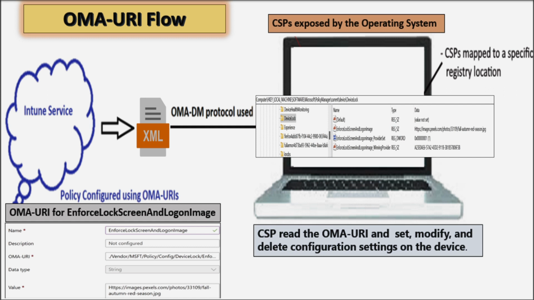Now the client side, which in this case is the Windows 10 or Windows 11 device, knows that the CSP, which is the configuration service provider, is responsible for reading the policy and setting, modifying or deleting the configuration settings. This is done mainly by changing, creating or deleting the registry value. From the screenshot, we can see that the OMA-URI for enforce lock screen and logon image is now applied on the device by creating a respective registry value by the configuration service provider.